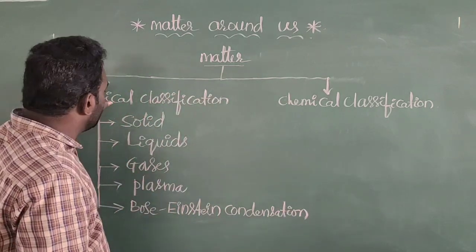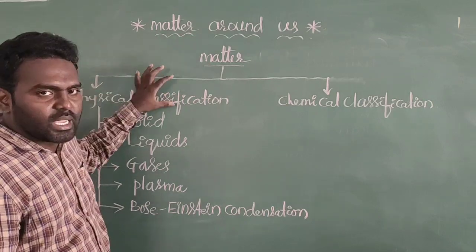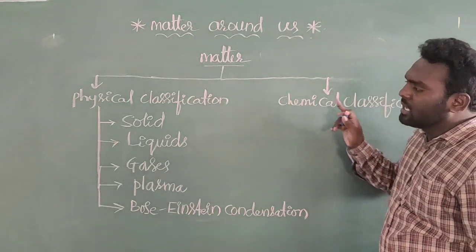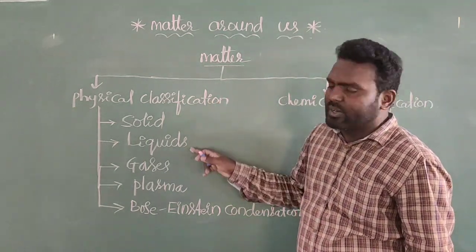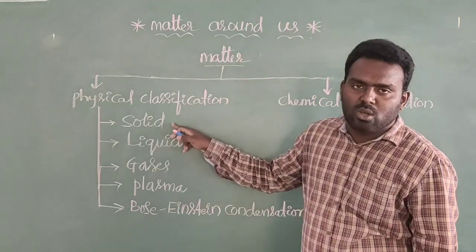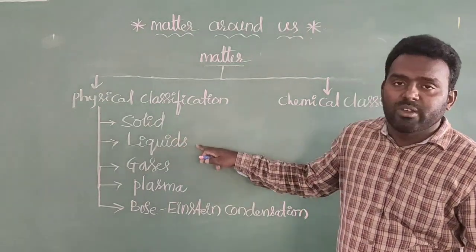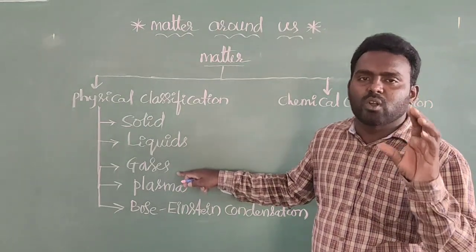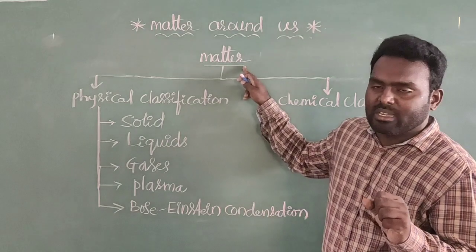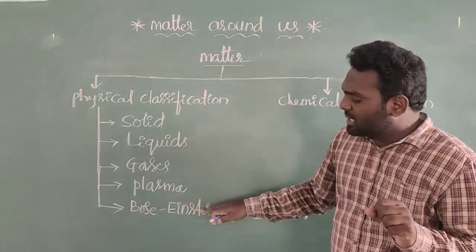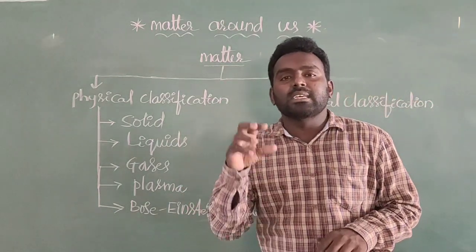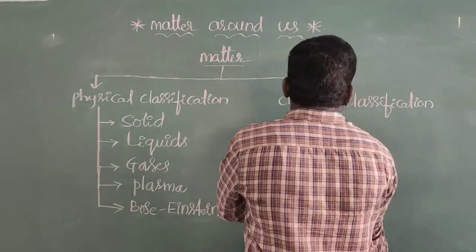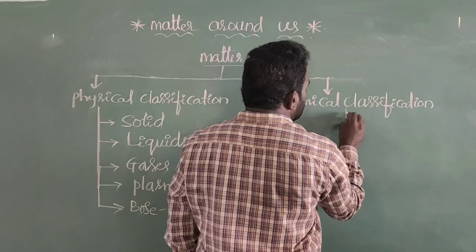So the matters are mainly classified into two types: the physical classification and the chemical classification. The physical classification is again classified into five types. The first is solid materials, the second is the liquid state, the third is the gaseous state, the fourth is the plasma state, and the fifth state of matter is Bose-Einstein condensation.